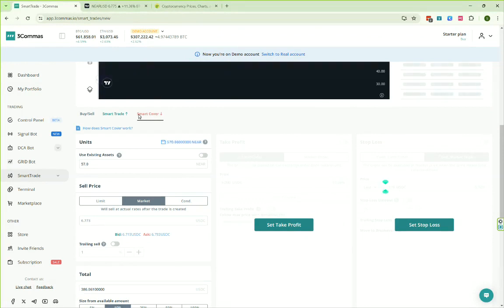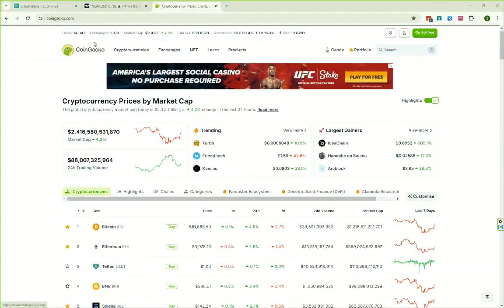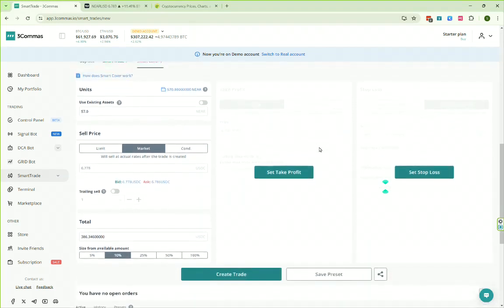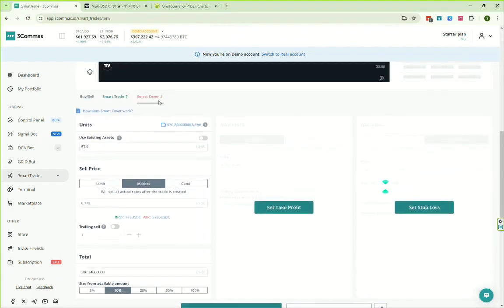But basically, what we're going to do is a smart cover, and a smart cover can be used in various different ways, but we're only using it if we own the token and we're selling it to buy it back cheaper. Okay, so here we are inside three commas, and we're looking at doing this smart cover, which means we're selling what we own and then we're buying it back cheaper.